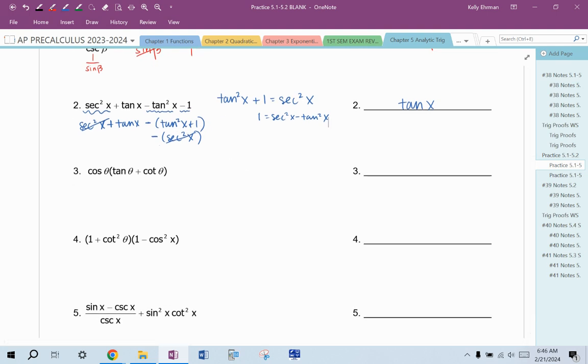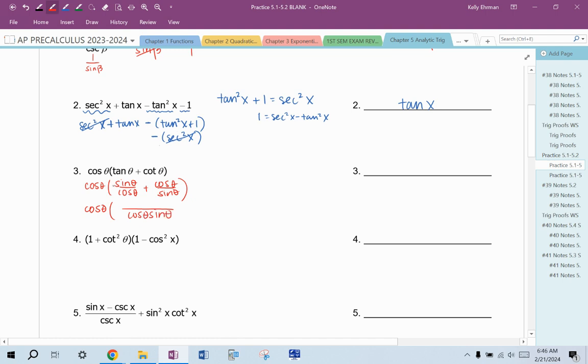For this one, I could distribute, although I remember in the first worksheet that we did yesterday and the day before, there was one problem where tangent plus cotangent was in parentheses, and it was in my best interest to get those in terms of sine and cosine and get a common denominator first. So that's what I'm doing here. I'm using the quotient identities. Change tangent to sine over cosine, change cotangent to cosine over sine. Get a common denominator, which would be cosine theta, sine theta.